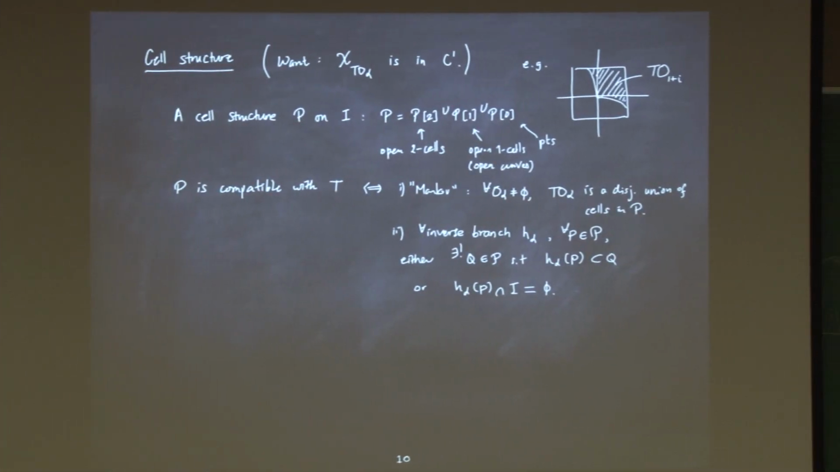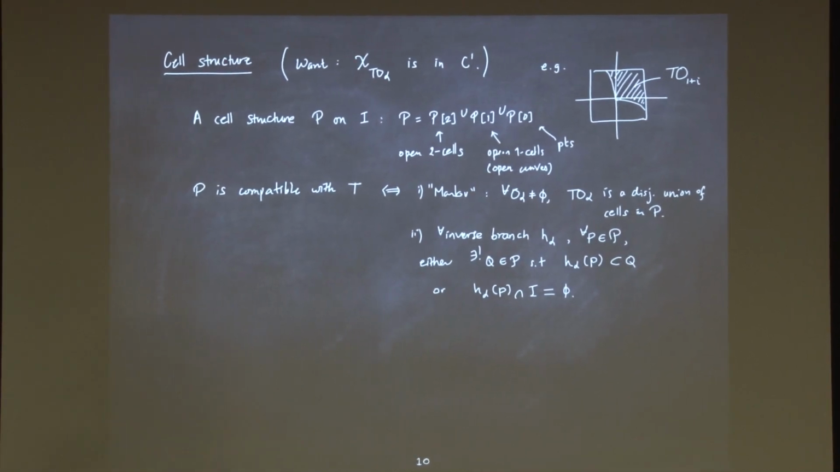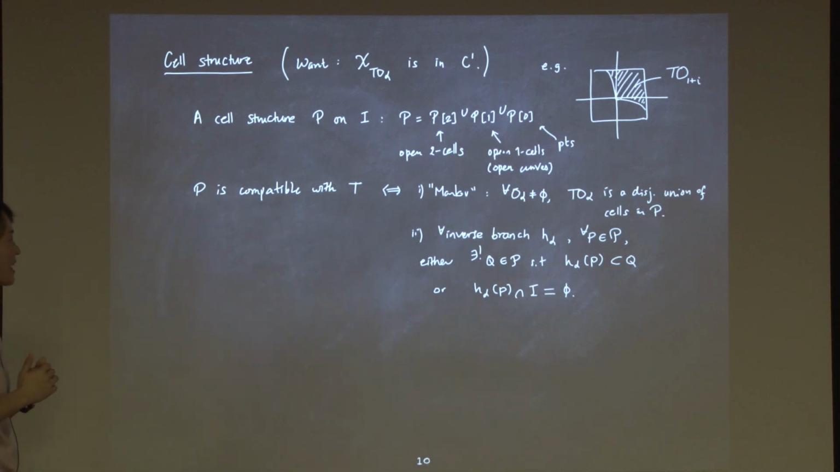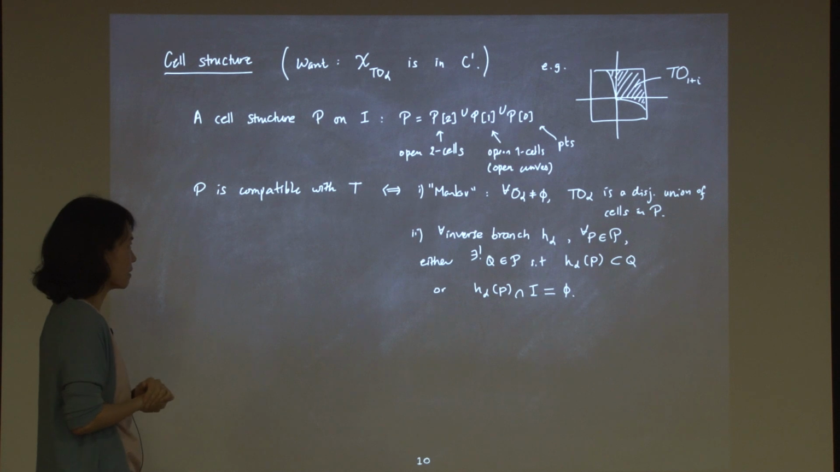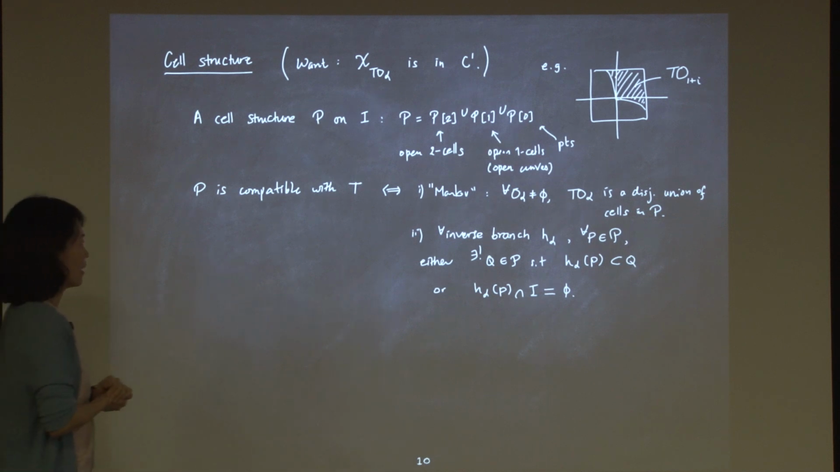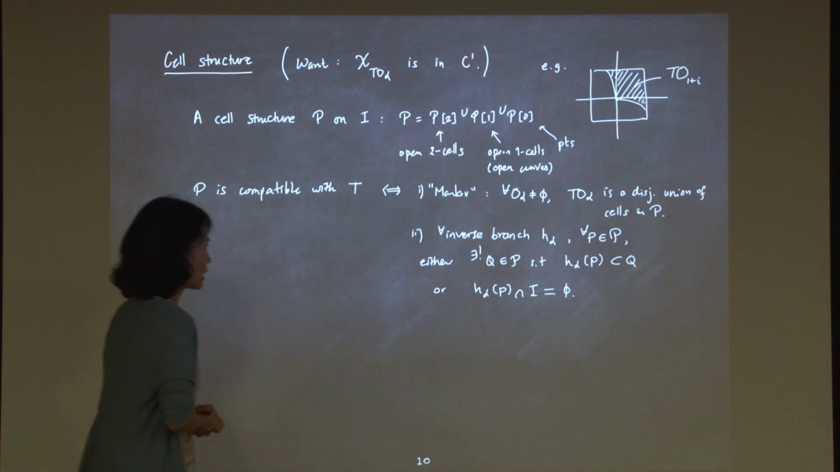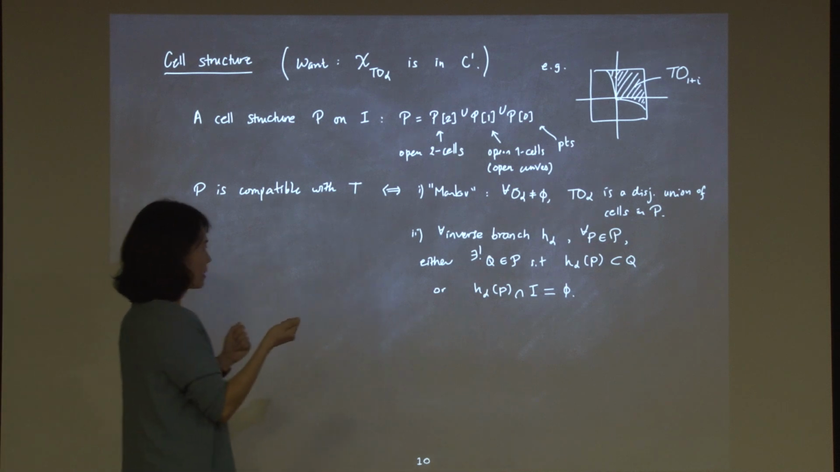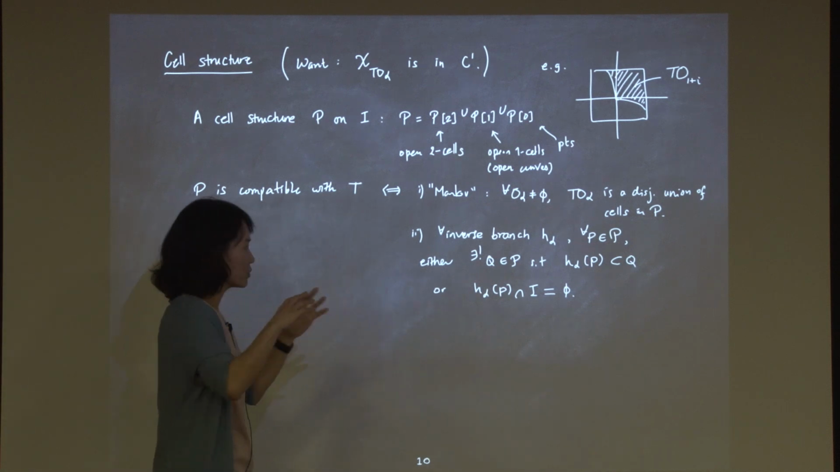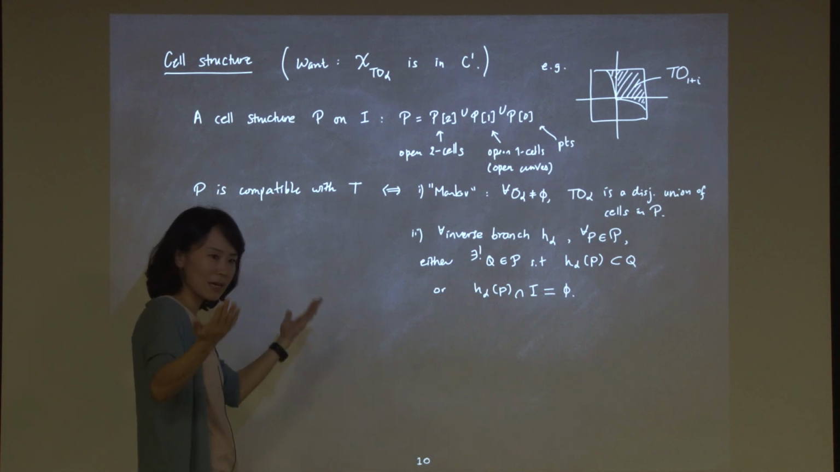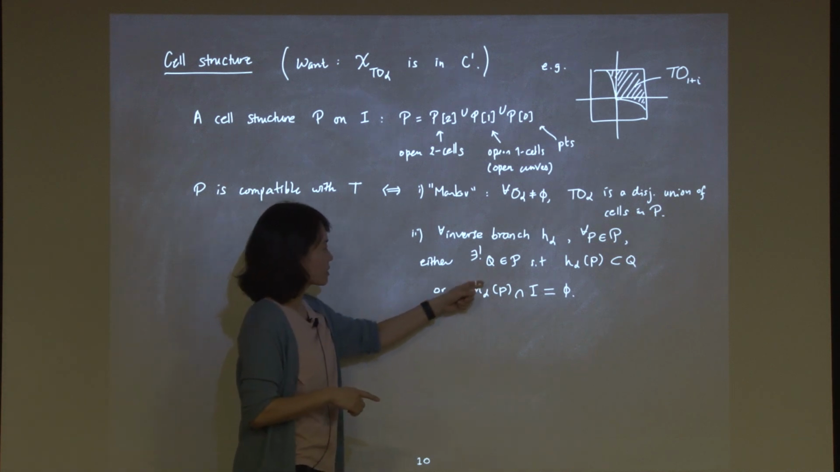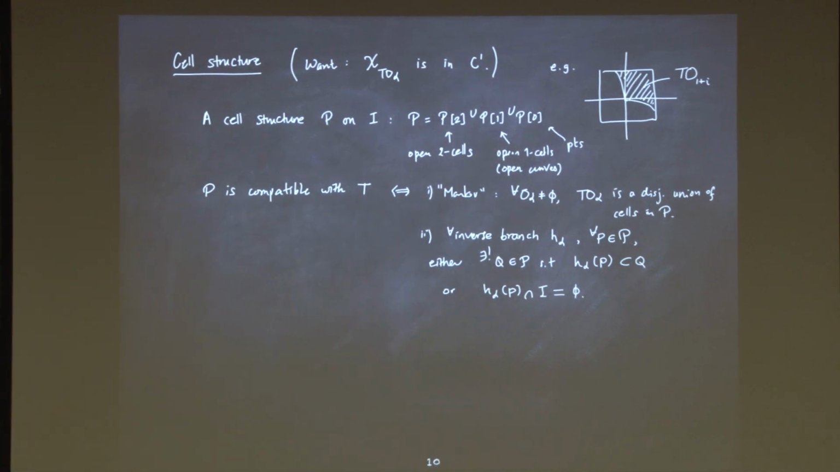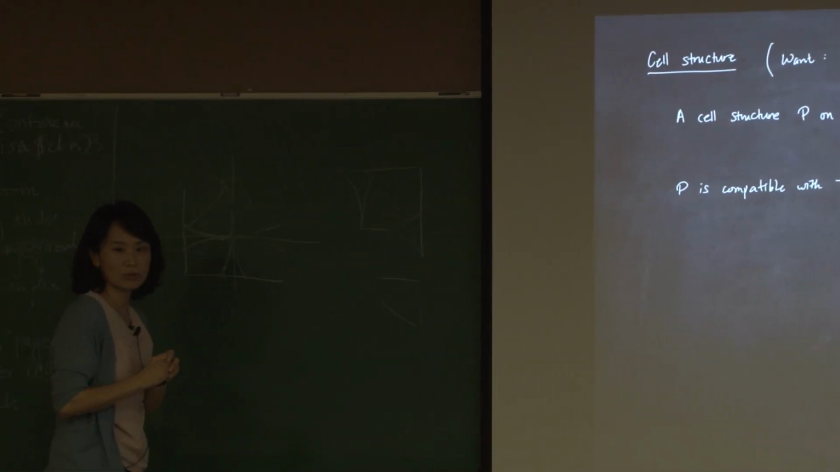First of all, we say that P is compatible with T, the Gauss map, if and only if, first, we want this sort of Markov condition that T O alpha is a disjoint union of cells, with only finitely many cells. Secondly, every inverse branch H alpha is an inverse branch of O alpha. For every P, either it goes outside the square if you apply H alpha, or there is a unique Q, one of these cells, such that it goes entirely into one of those cells.